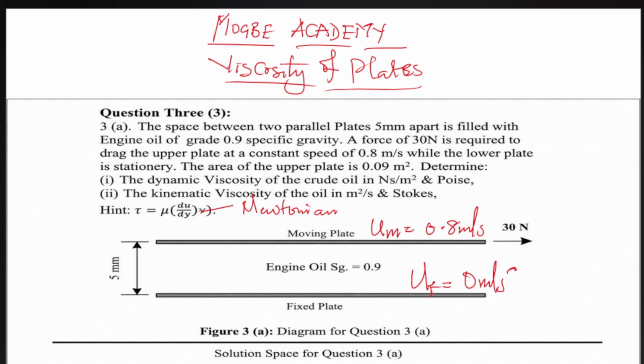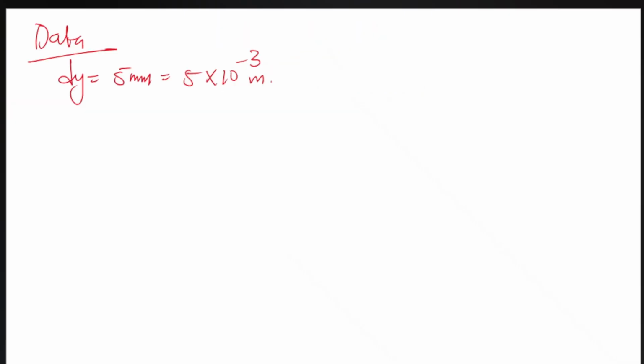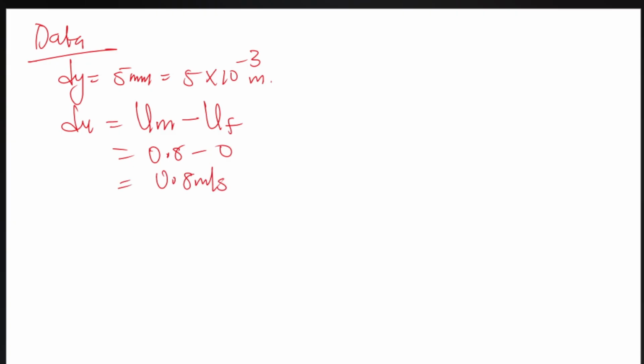Now, if you have these as your velocities for your moving and your fixed, what will be your du? Remember, from our previous example, du is u of m minus u of f, where u of m is given to be 0.8 minus 0. So you have that du is 0.8 meter per second. Are we together?